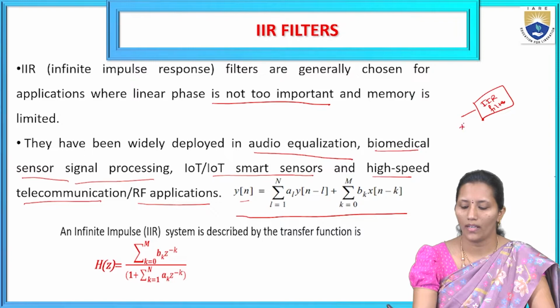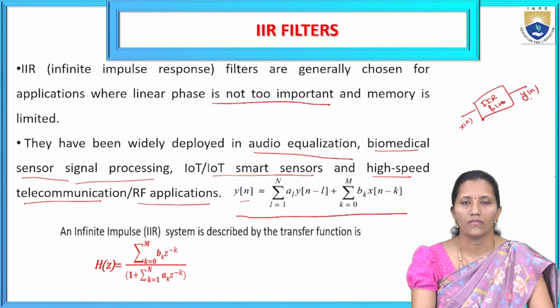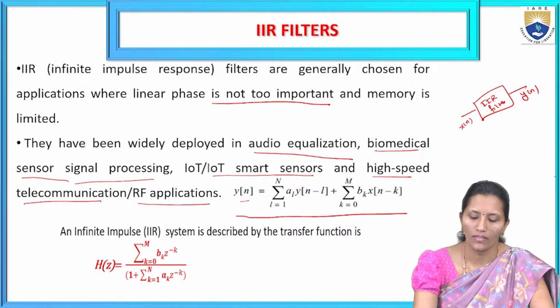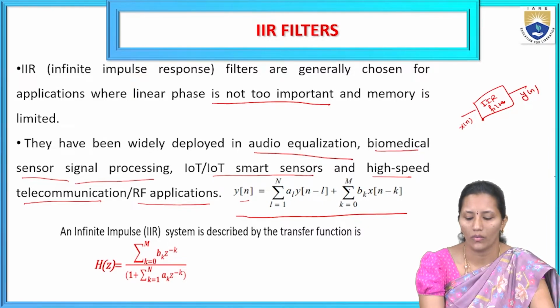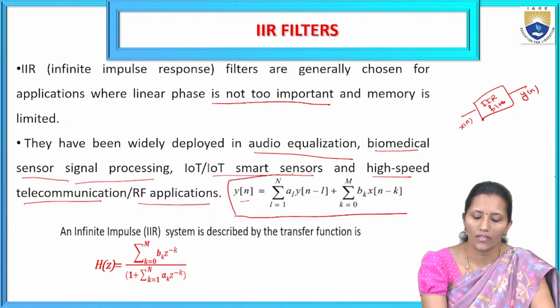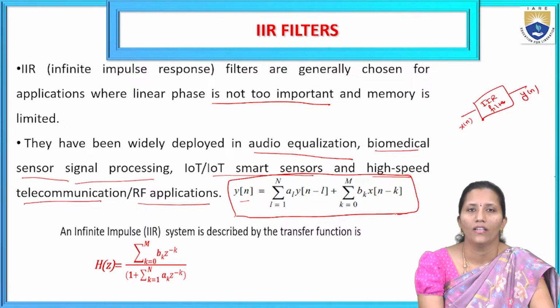The input for the IIR filter is x of n, and the response, that is the output, is y of n. So the output y of n we can define as sigma L equals 1 to N a_L y of n minus L, plus sigma K equals 0 to M b_K x of n minus K. So by seeing this difference equation itself, we can characterize the IIR filter.